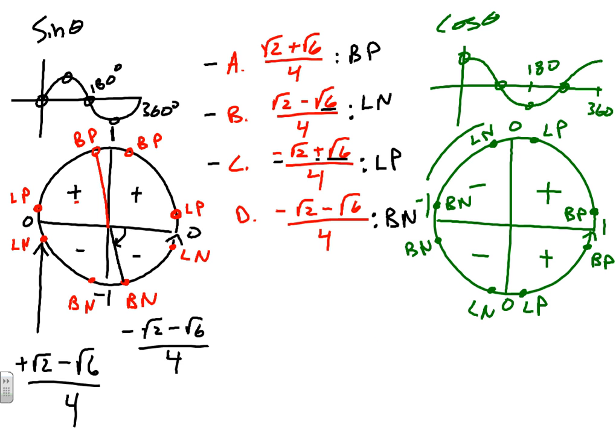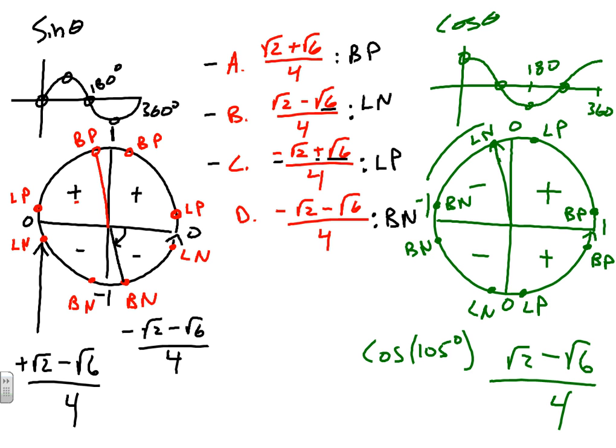So if you were asked, for instance, the cosine of 105 degrees, that gets me to right here where we're little and negative. Root 2, root 6 on 4. Let's ensure that it's negative. Let's ensure that it's little. And that is it. That's pretty slick.